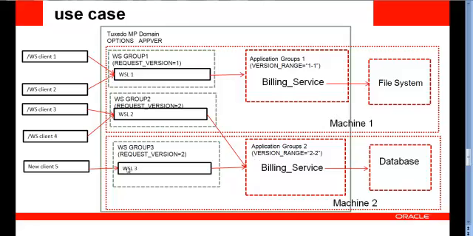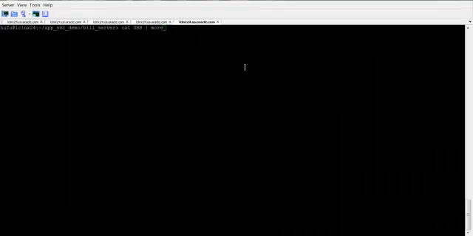The request version of Workstation Group 3 is 2, so the request version of the WSL3 server is 2. The request version of Workstation Client 5 is 2 because this client connects to the WSL3 server. Requests sent by this client can only be handled by the services in Application Group 2, which are all new services. Now, let's take a look to see how to implement this.